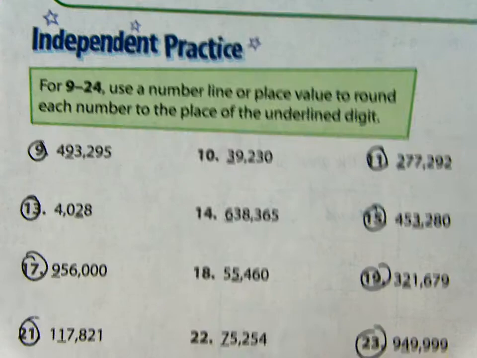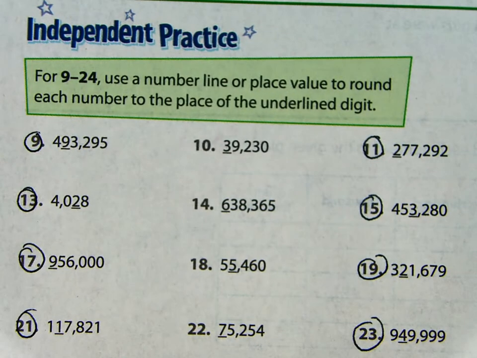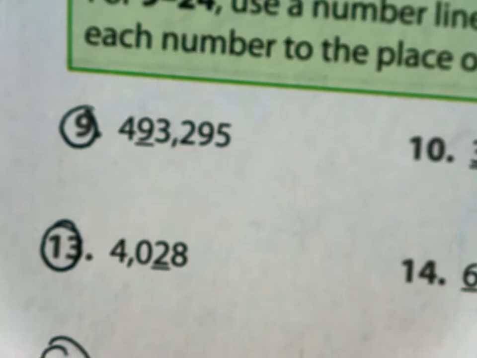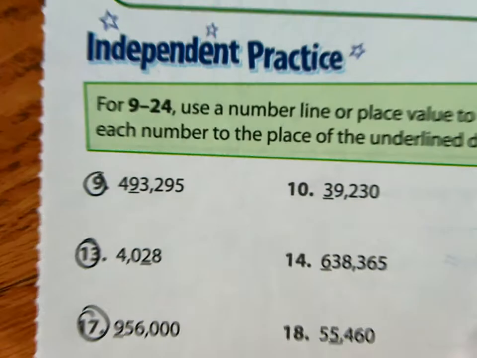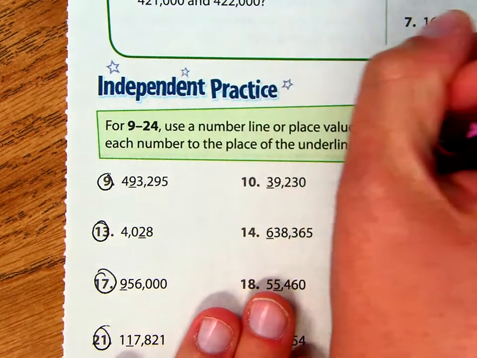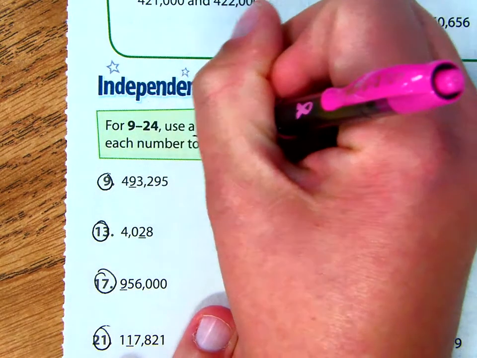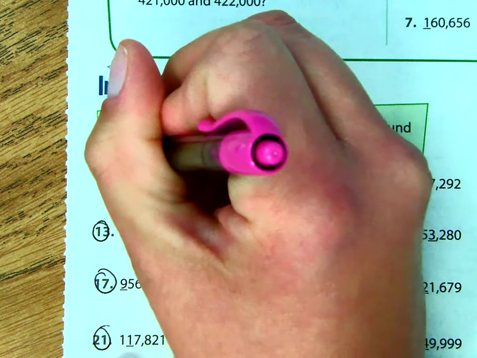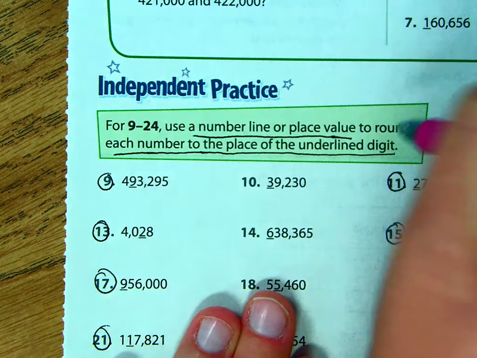So I'm going to go through and kind of share with you my thinking as I solve these problems, and then you can check your work as we go along. So let's look at number 9. First, I should probably zoom out and look at the directions. So the directions are to use a number line or place value to round each number to the place of the underlined digit.